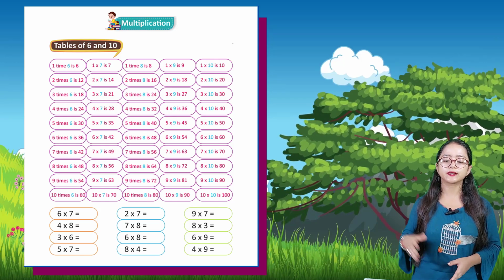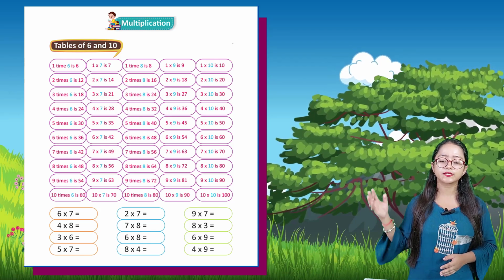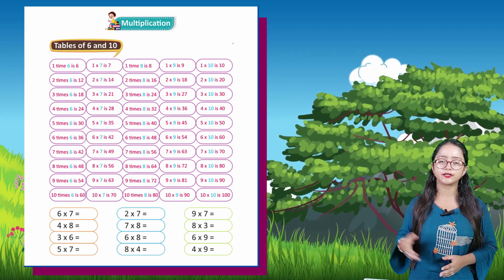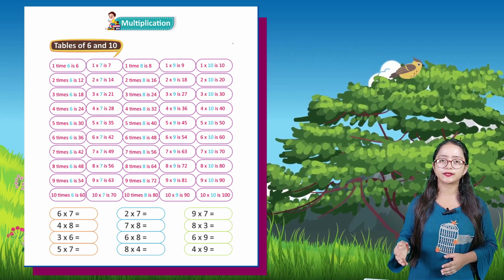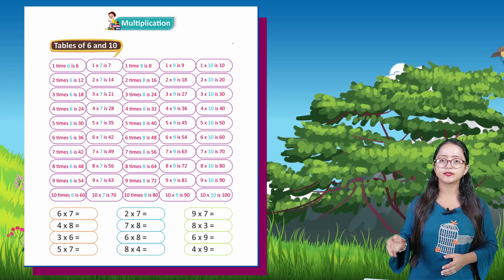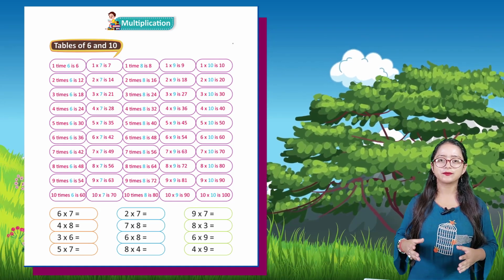1 times 6 is 6, 2 times 6 is 12, 3 times 6 is 18, 4 times 6 is 24, 5 times 6 is 30, 6 times 6 is 36, 7 times 6 is 42, 8 times 6 is 48, 9 times 6 is 54, 10 times 6 is 60. Now the next one is table of 7.